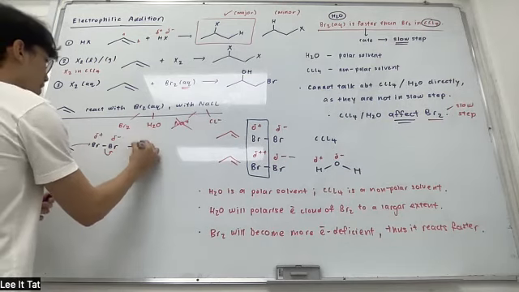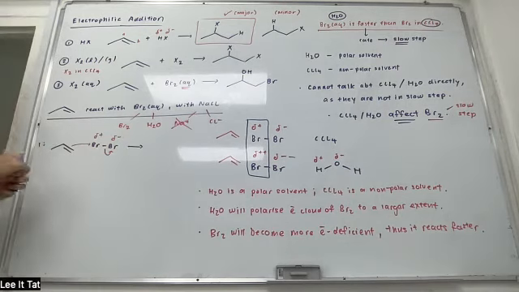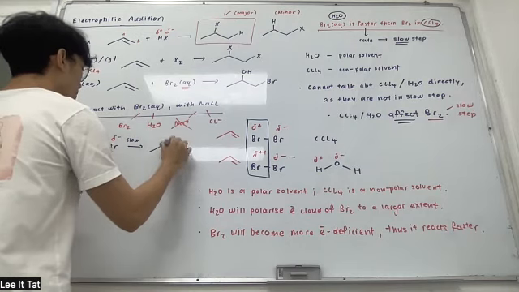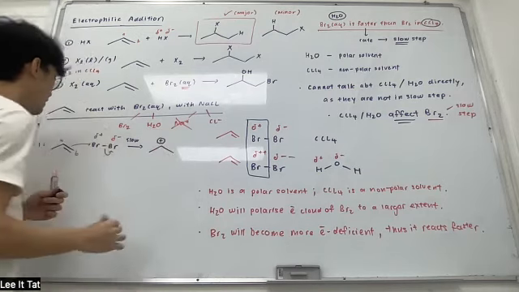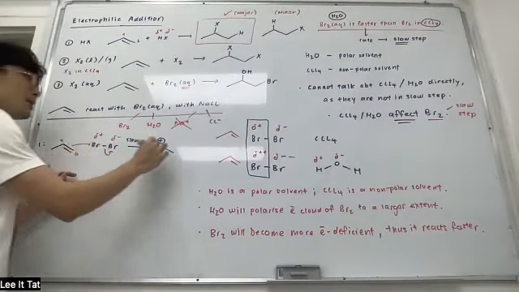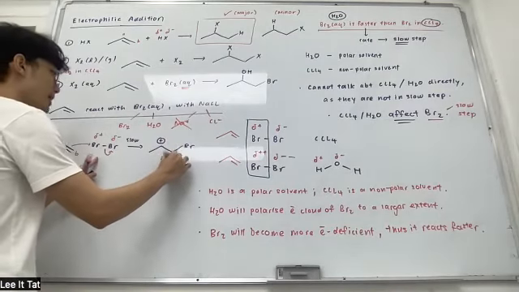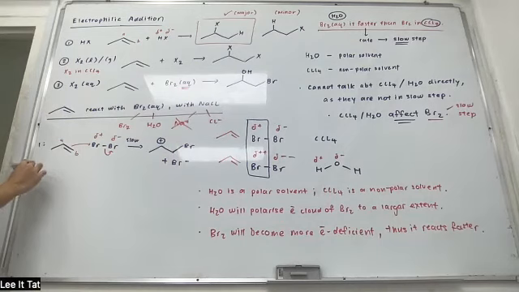Can someone tell me where the positive charge is going to be at? A. Okay, good. So if the positive charge is on A, that means carbon B must have the Br. Carbon B got the Br, carbon A broke the bond for no reason. Then I also form Br-. Agree? Let's look at the second step.